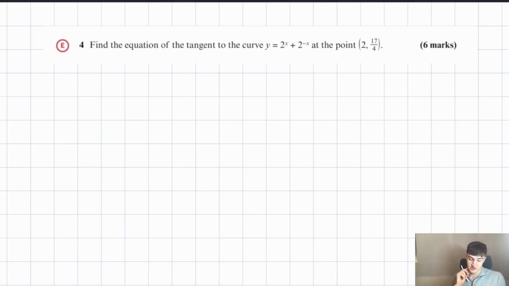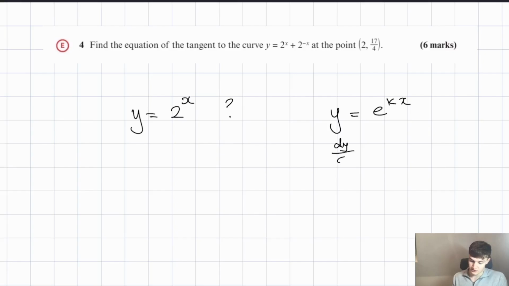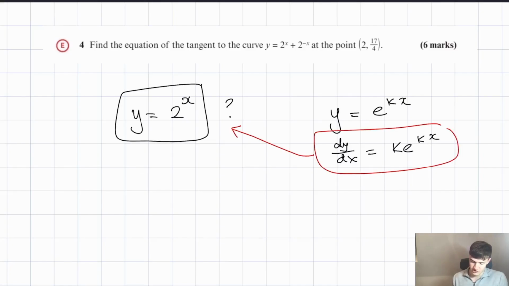The first question wants us to differentiate y is 2 to the power of x plus 2 to the power of minus x at a point. Before we do that, how do we differentiate y is 2 to the power of x? Well, we know how to differentiate y is e to the kx. That goes to ke to the kx. So this is what you're given. Now, how do we go from this derivative into differentiating that?